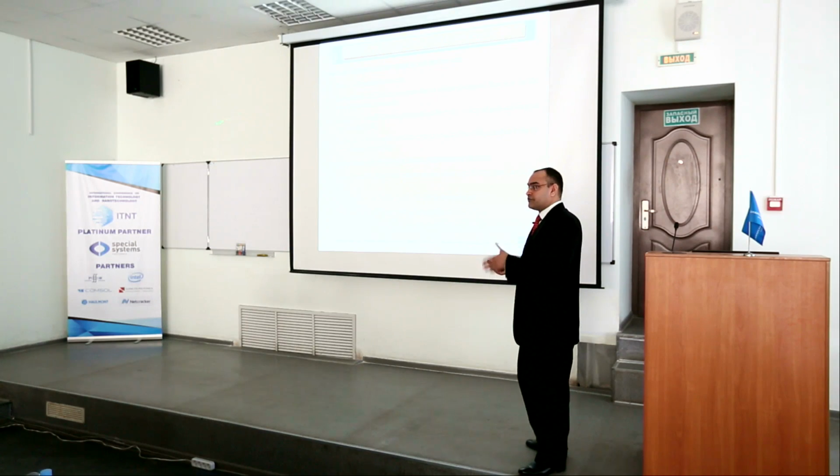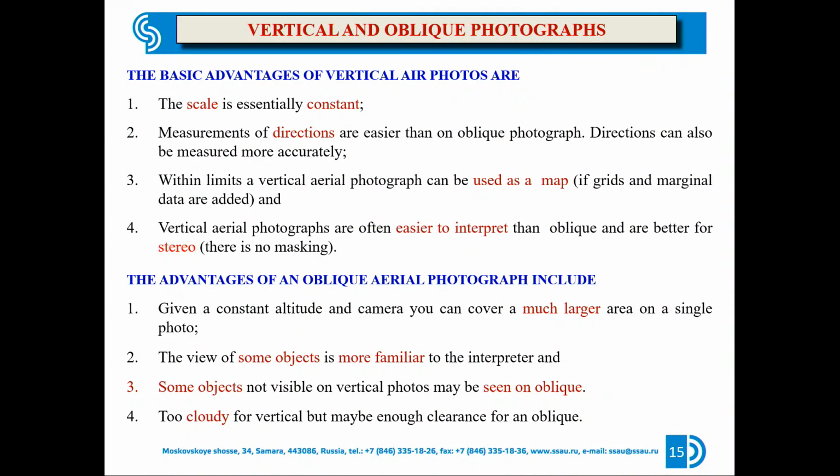So, as I told you, photographs are of two types: vertical and oblique. The advantage of vertical photographs is that they have constant scale, we can use them for direction, and as they are orthophotographs, they are also used as a map. The best use is for stereo pairs. I will tell you again later what a stereo pair is, and they are very easy to interpret. But there are also some advantages in oblique photographs: they cover a much larger area, some features which are not familiar in vertical photographs can easily be identified in oblique photographs, and in cloud cover situations they give a clearer image.